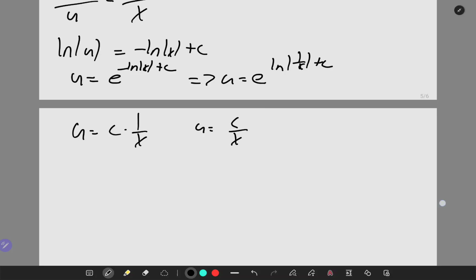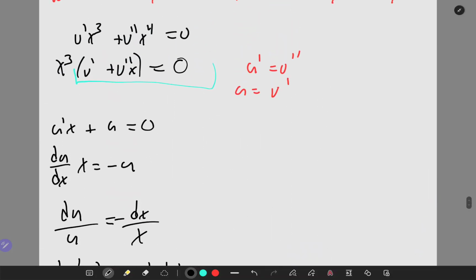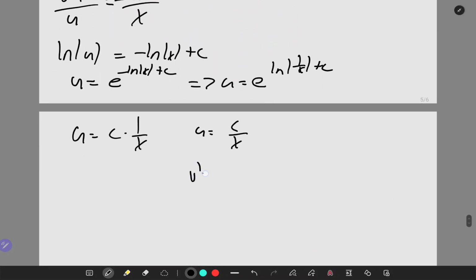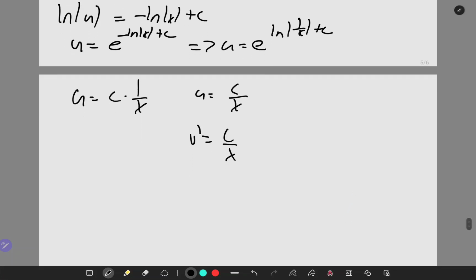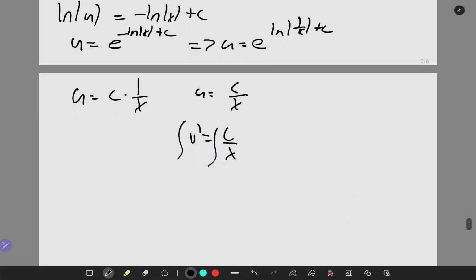Okay? If u is equal to c over x, then v prime is equal to c over x. And then we're going to integrate this. We're going to integrate for v. So then v is equal to c1 times the natural log of x plus c2.